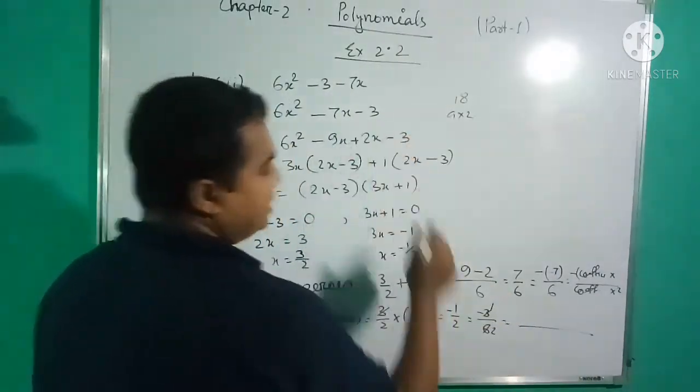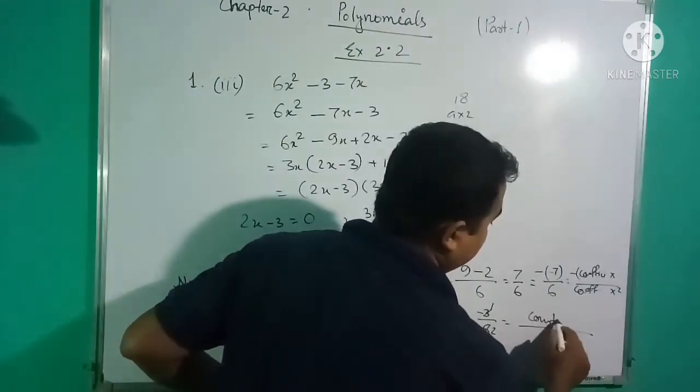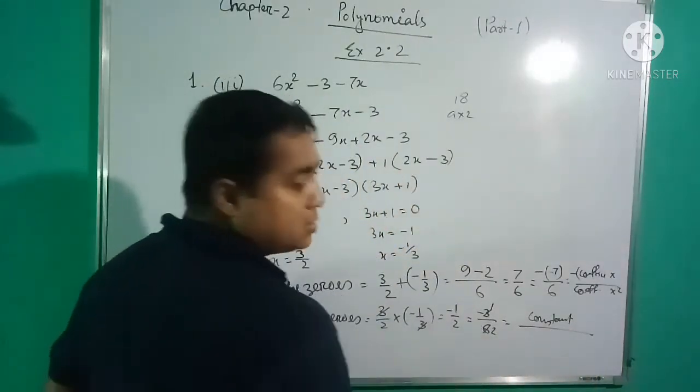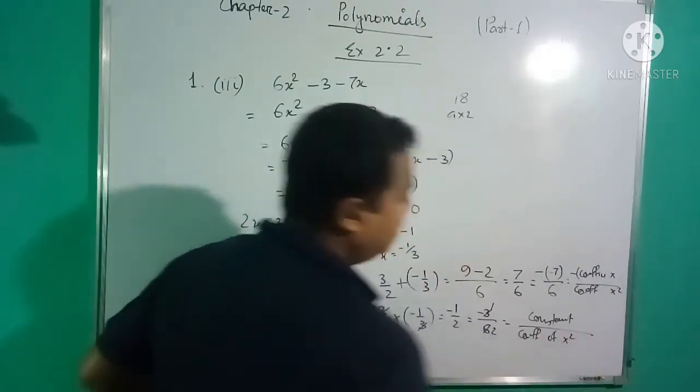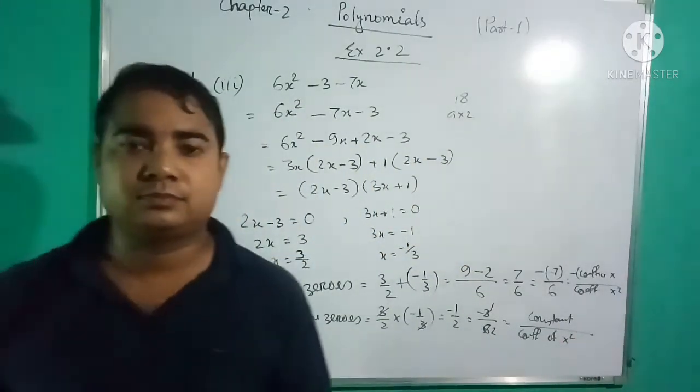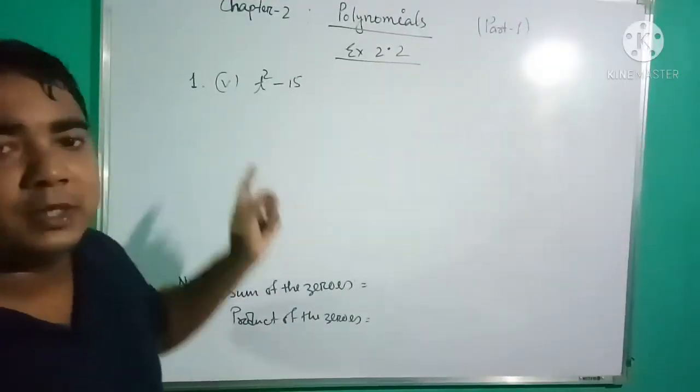So write: minus 3 means the constant, and 6 means the coefficient of x square. Coefficient of x square. Clear? That is the answer. Now proceed to question number 1, Roman number 5.